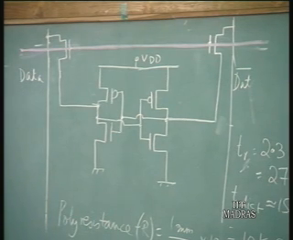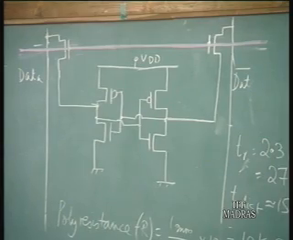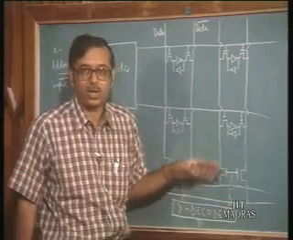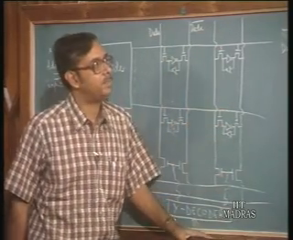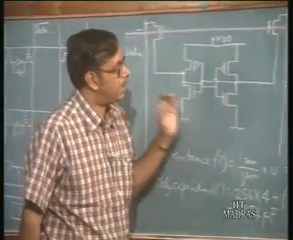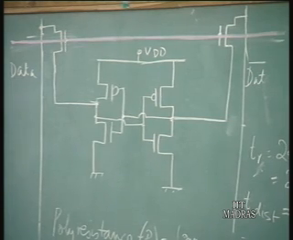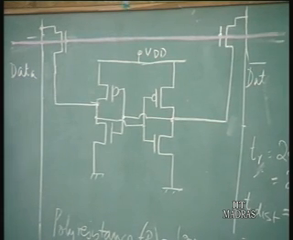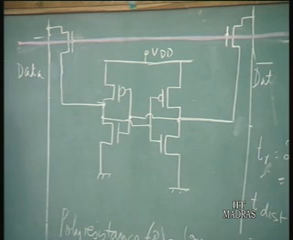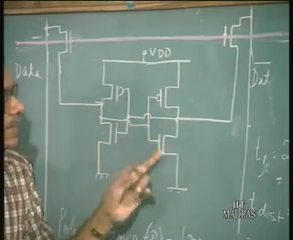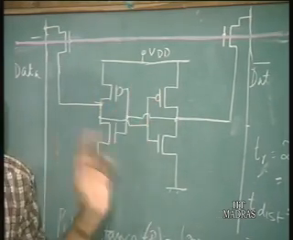Now, these data and data bar lines also represent large capacitive loads, because they also run all along the memory array, and these lines will be as long as the word lines. So, charging these data and data bar lines also constitutes an important delay, and can result in a large delay. The problem here is that these lines must be charged or discharged with the help of the transistors in the memory cell.